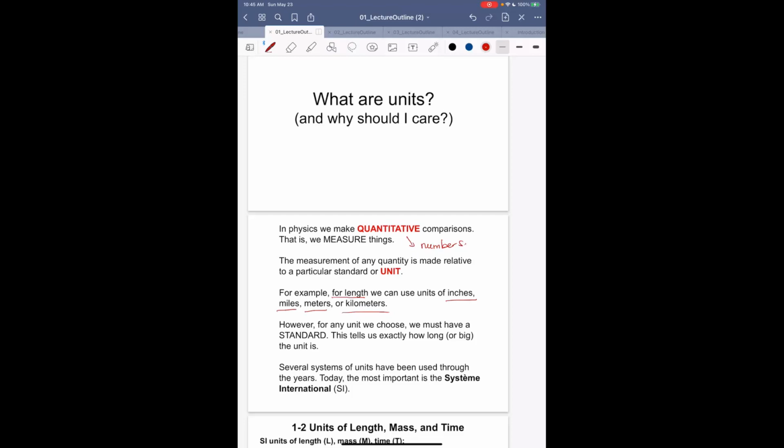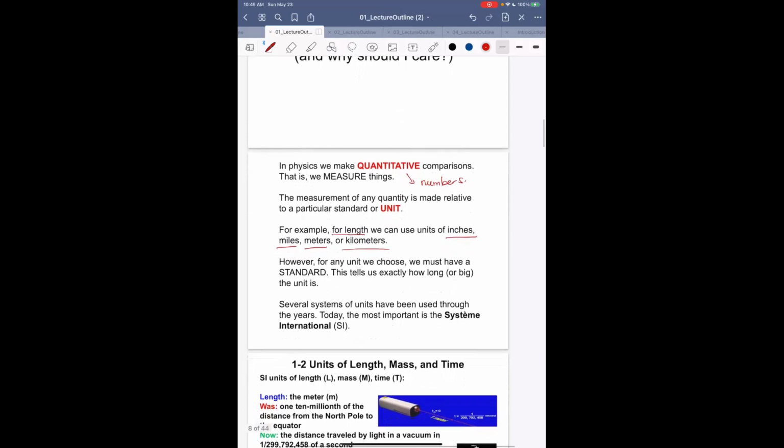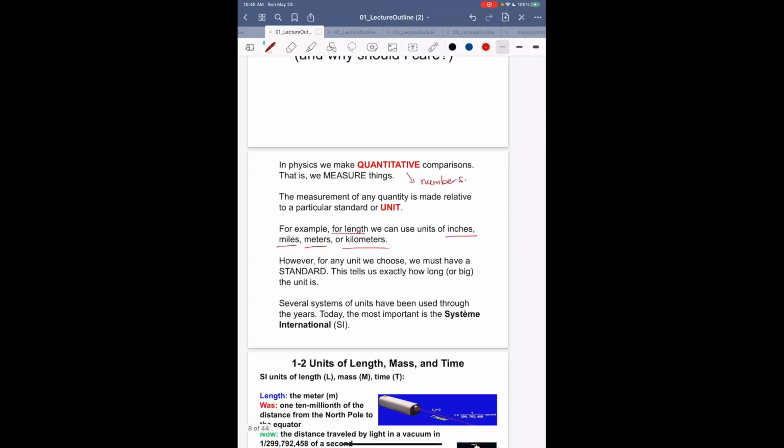on, and that was actually made in France a long time ago. They created a system that everybody in the world is going to use. Because it's French, it's called Système International, and that is the SI system. Sometimes we call it the International System of Units. Some people call it the metric system.